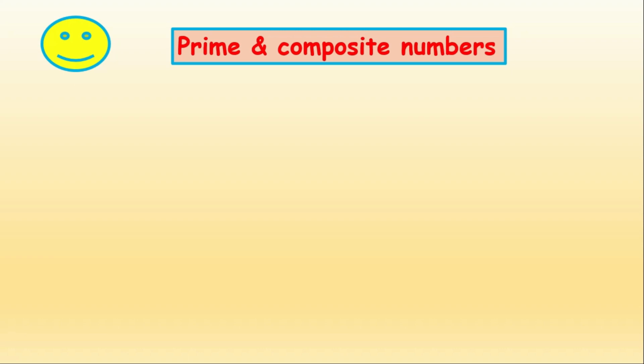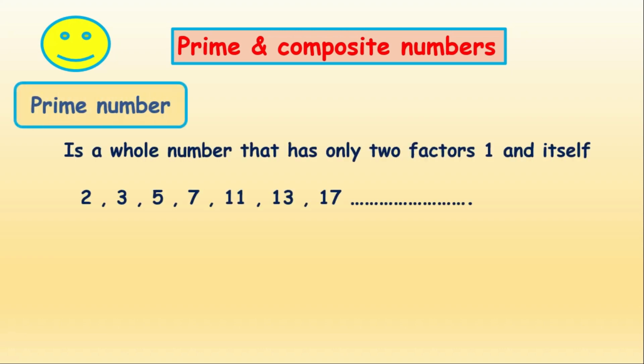Now let's talk about prime and composite numbers. A prime number is a whole number that has only two factors, one and itself. What does it mean? Let's remember, number 5 equals what? Equals 1 times 5. Do you find any other numbers that multiply to get 5? No. So 5 is a prime number because it has only two factors, one and itself. The same, 11 equals what? Equals only 1 times 11. So 11 has only two factors. Got it? That's the meaning of a prime number.